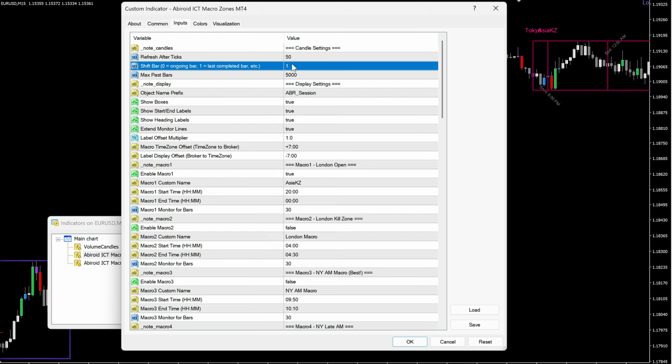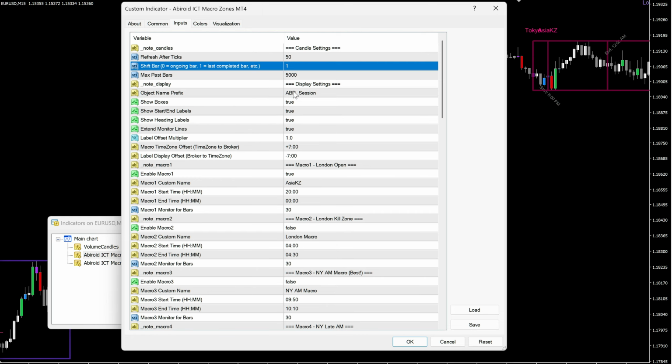And shift bar, if you set this to 0, then it will alert for every price going out and coming back in, which is why I have by default kept it to 1, because bar number 1 will be a completed bar and it will only look for the closing price once the bar has fully finished. So I would suggest that you keep this at 1.